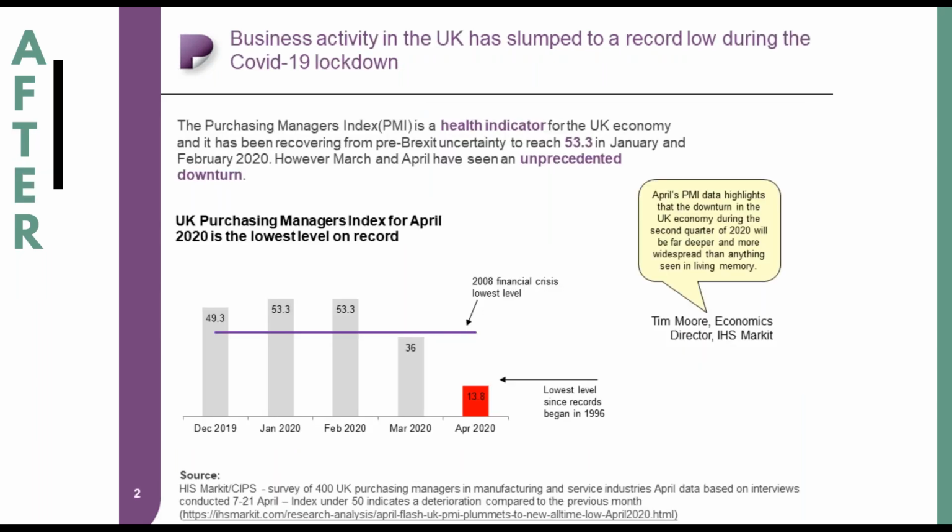This is the chart after I made it over. I changed the title because the title originally said UK business activity has also slumped to a record low, which is okay. But I just thought that it could be improved by basically saying business activities in the UK has slumped to a record low during the COVID-19 lockdown. This gives a more succinct impression of exactly what the whole picture is.